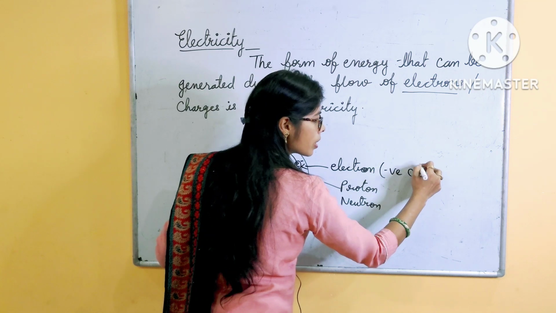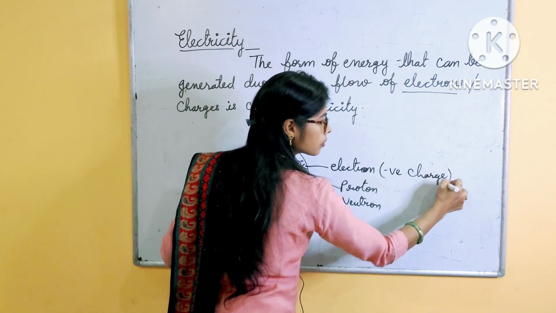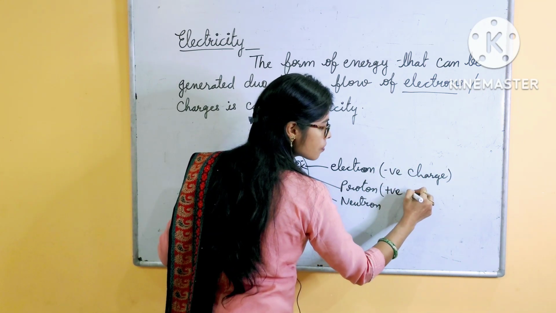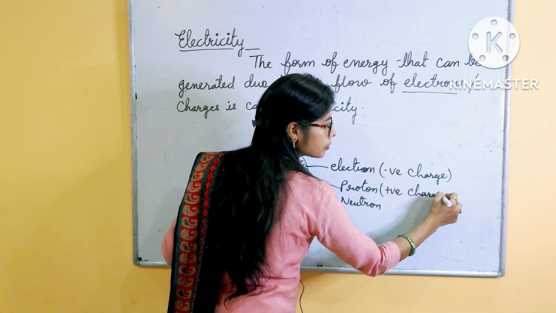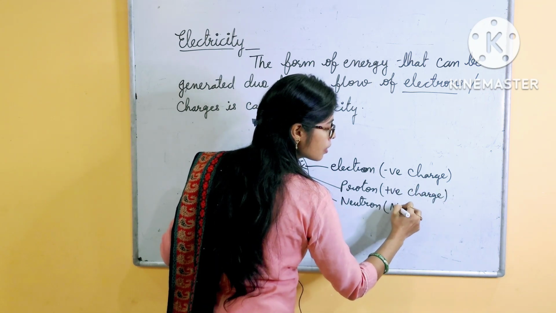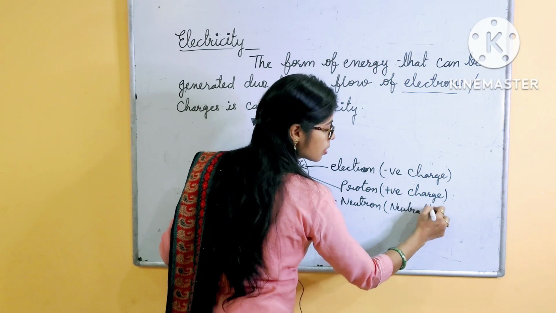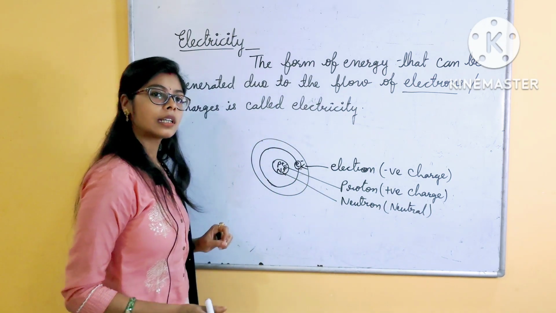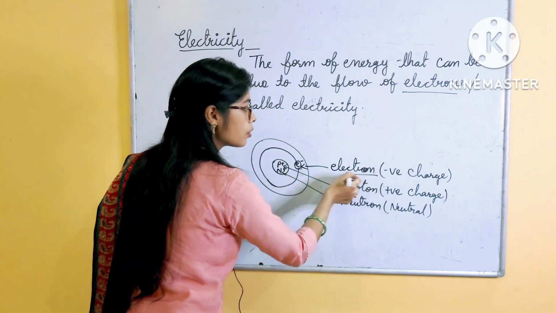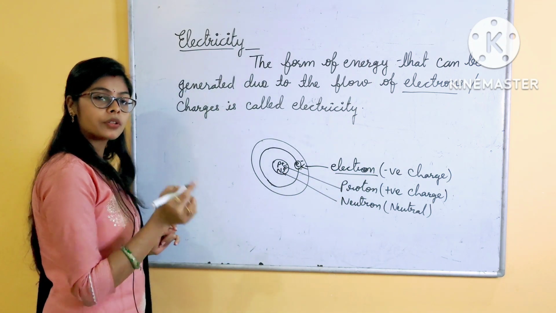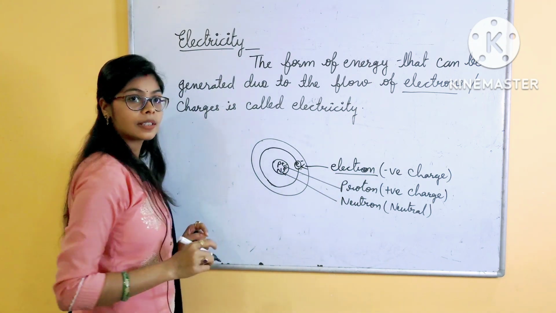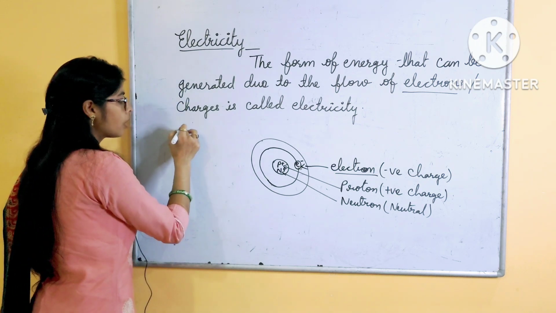This is negative charged, this one is positive charged, and this is neutral. This microparticle does not contain any charge on it. Due to the flow of electrons from one body to another, we get electricity, that is a form of energy.